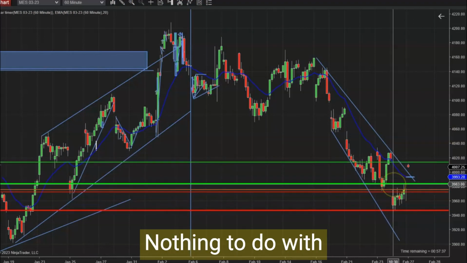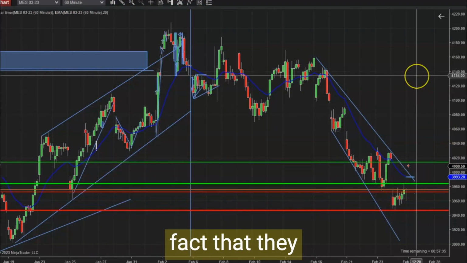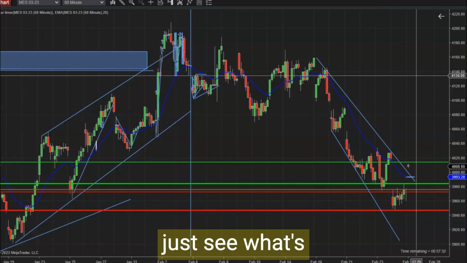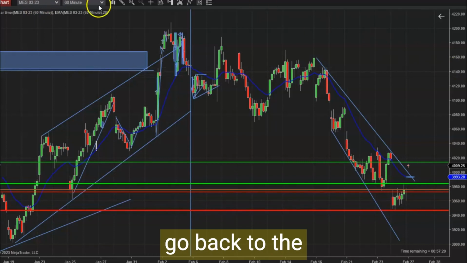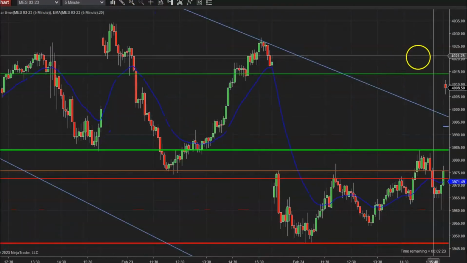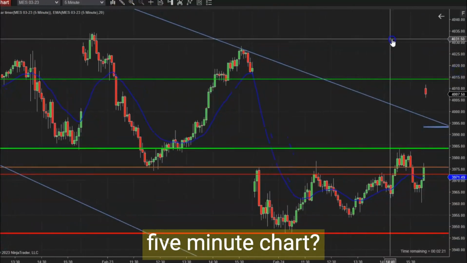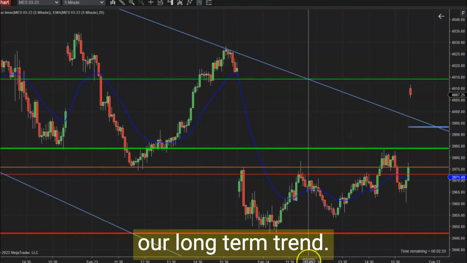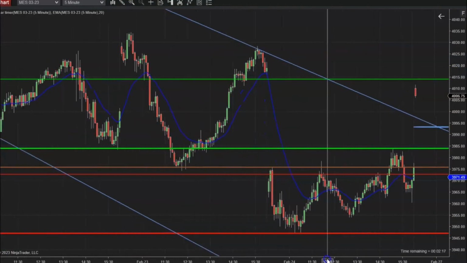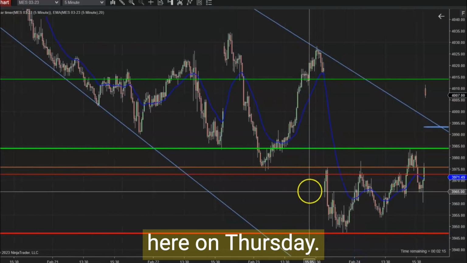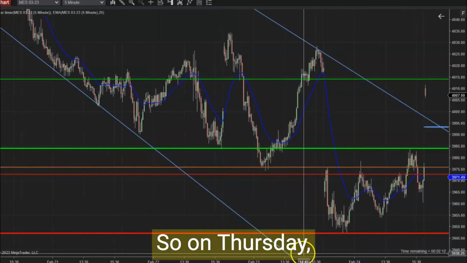We're gapping up. Nothing to do with that specifically except to just observe and see what's happening. It doesn't mean that we have to do anything about it, but let's go back to the 5-minute chart. All right, so what do we see on the 5-minute chart? So those are our long-term trend lines. As we can see up here on Thursday, so on Thursday, what do we do?